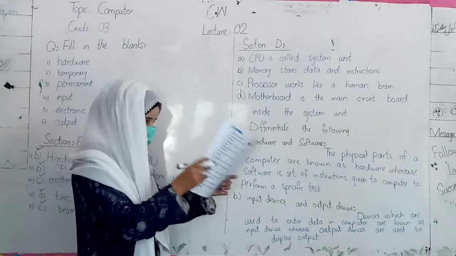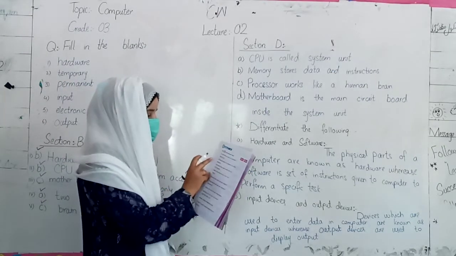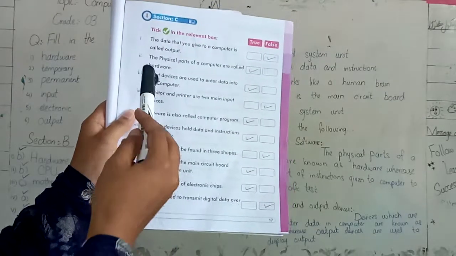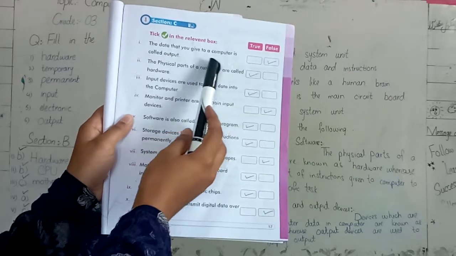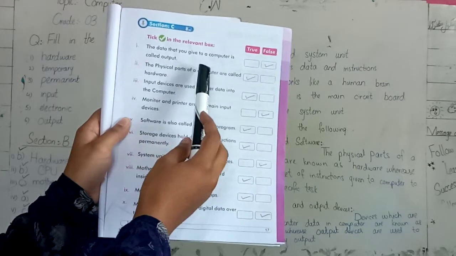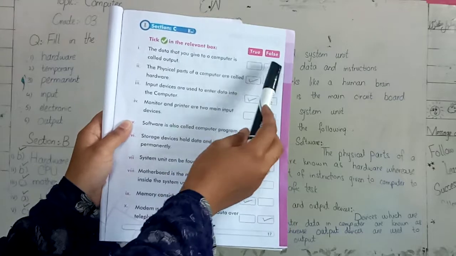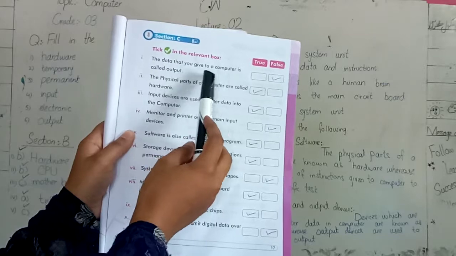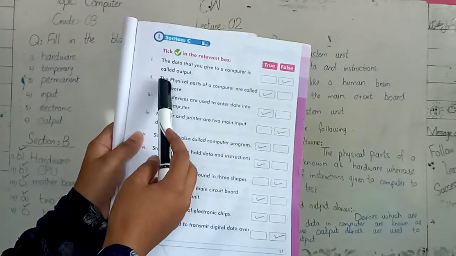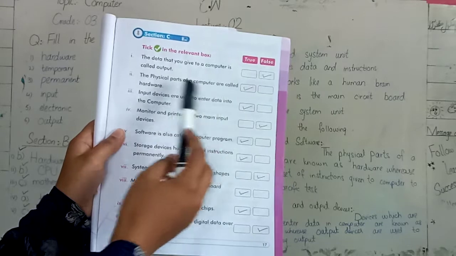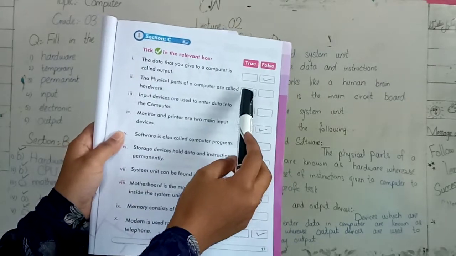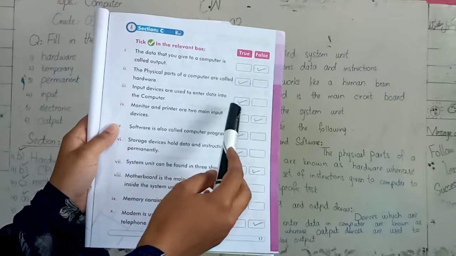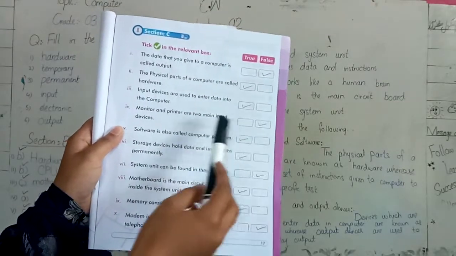Now we will move towards Section C, which is tick in the relevant box. Number 1: the data you give to computer is called output. So is it true or false? We have to take the false column because the data that we give to computer is known as input. Number 2: the physical parts of a computer are called hardware. So it is true, we have to take this box. Input devices are used to enter data into the computer. Yes, it is true. So we have to take the true column.